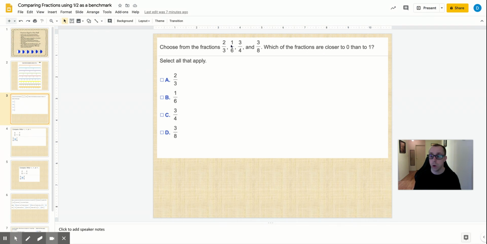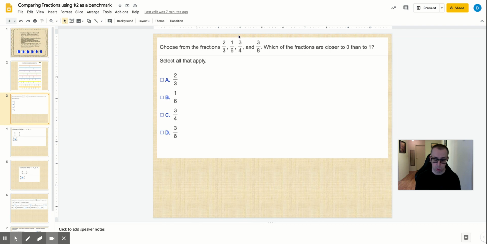3/6 equals 1/2. So if it's less than that, it's closer to 0. If it's more than that, it's closer to 1. How about 3/4? How many fourths are equal to 1/2? 2/4 are equal to 1/2. So 3/4, 3 is greater than 2.